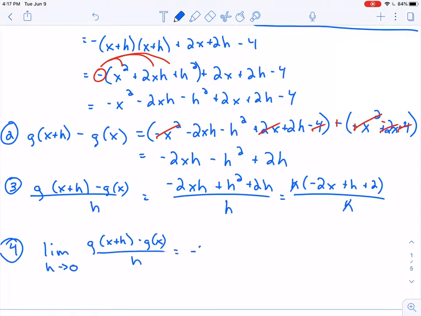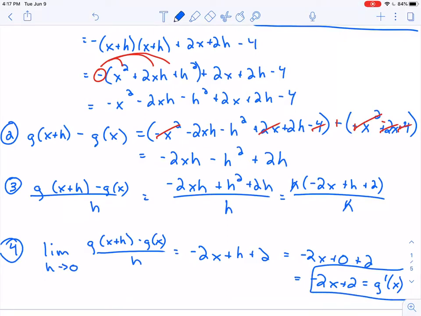So I have negative 2x plus h plus 2 at the end of my last step. So I'm just plugging 0 in for h. So this says negative 2x plus 0 plus 2, or just negative 2x plus 2. At the end of this, once you work through all 4 of those steps, once you evaluate your limit, that's your derivative. So in this case, that is my g prime of x.